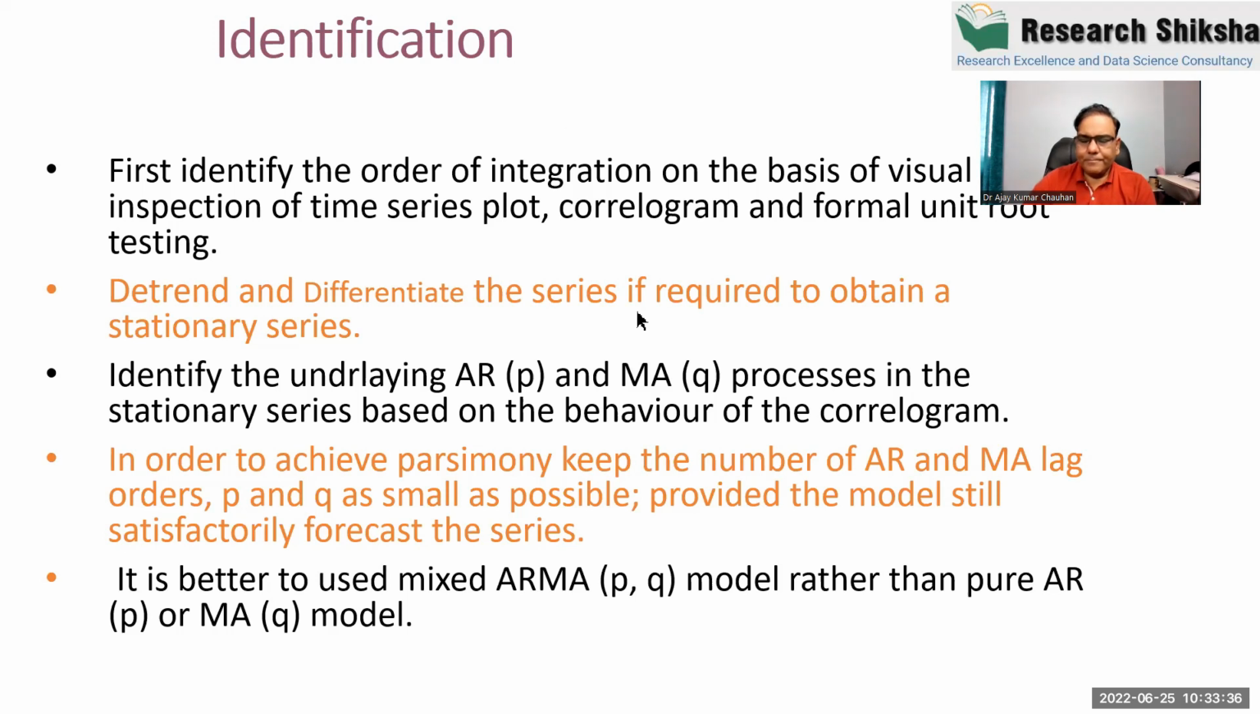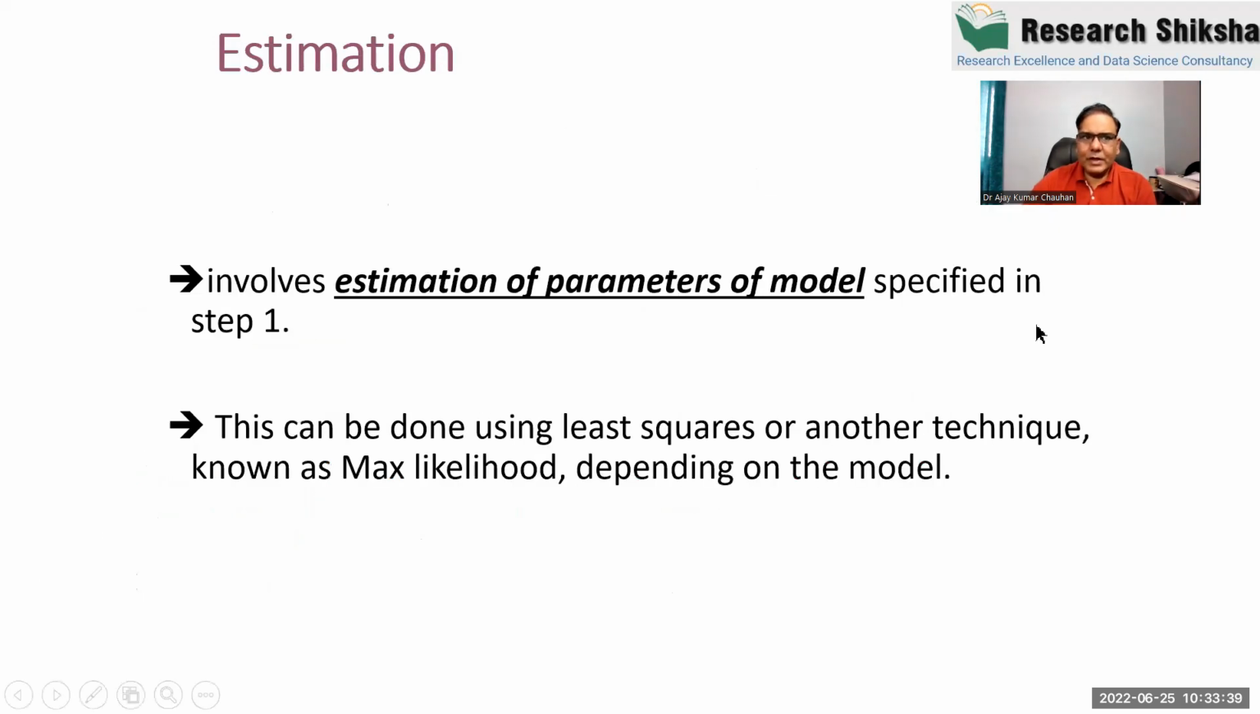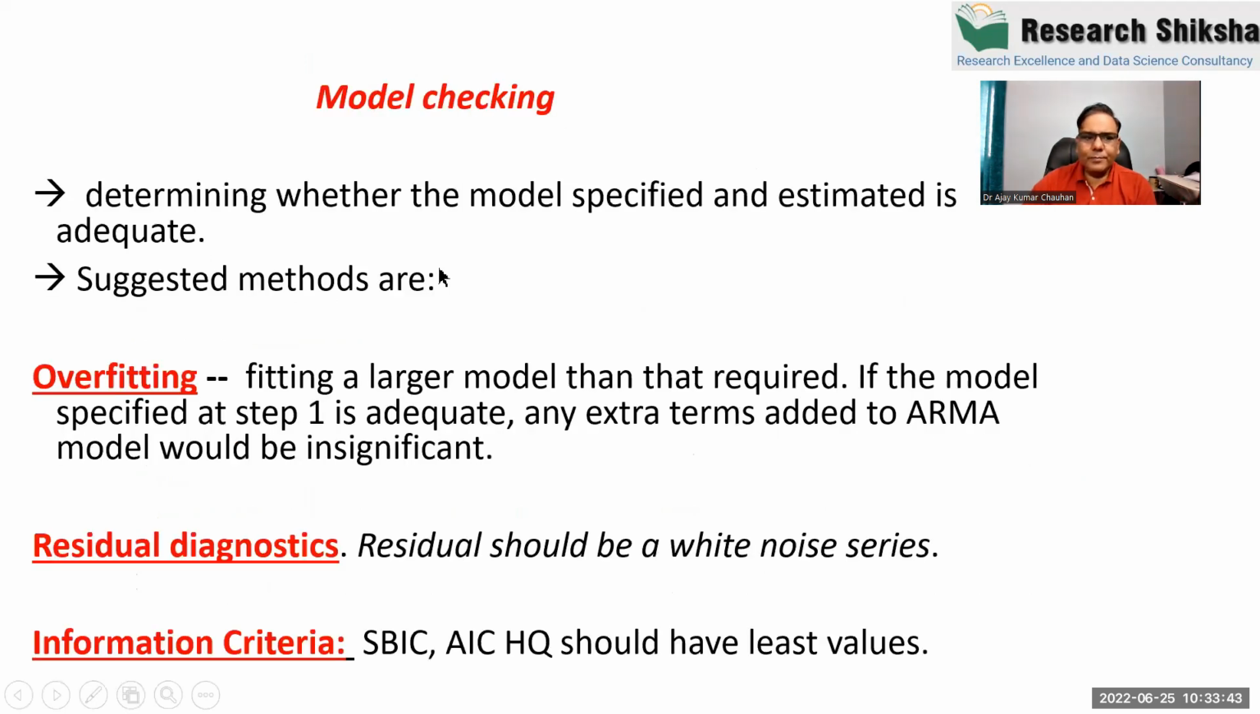Then estimation, where we run the estimation model. In model testing, we test whether the model is good or not. We analyze the residuals of the forecasting model, because if the forecasting model is good, the error term should not have any information. So we have to check whether the residual is white noise or not. The error term should be white noise. Then we have information criteria like AIC and BIC. These values should be minimum among all the models. I will show you how to do all these things.